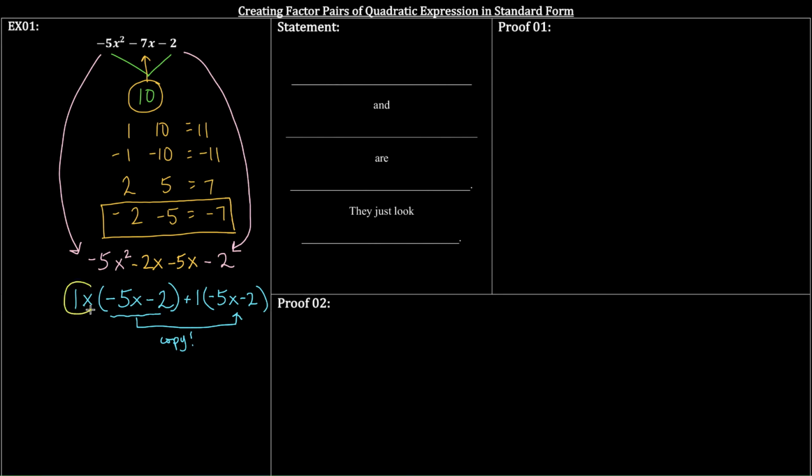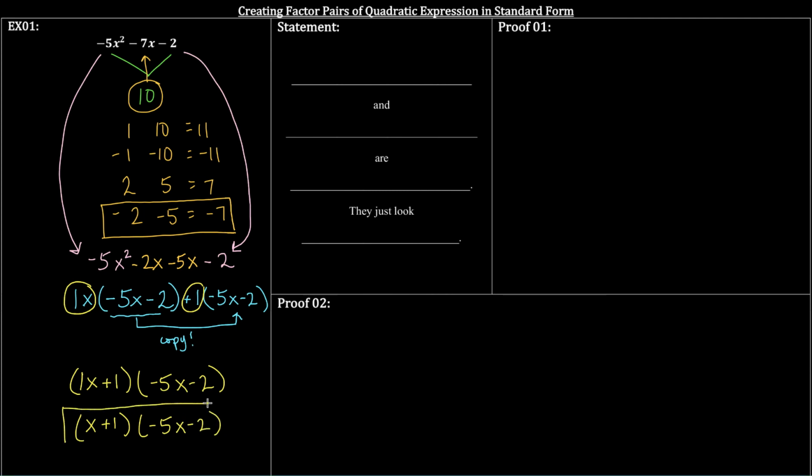Okay. And then finally, I have 1x copies of negative 5x minus 2 and 1 copy of negative 5x minus 2. So I have 1x plus 1 copy of negative 5x minus 2. Now, most of the time they're not going to write it like that exactly. They're going to write it like x plus 1 times negative 5x minus 2, because we don't usually write that 1 in front of the x, as you know.